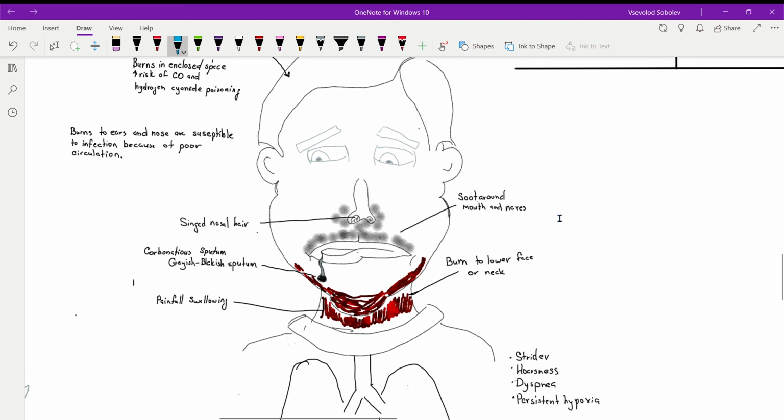Soot around the mouth or nares. Is it black? Check for that. Carbonaceous sputum. Is their sputum looking black and grayish? Also a sign of airway damage. Burn to the face, lower face and neck.